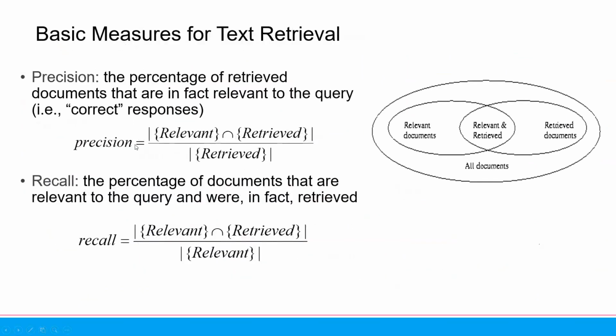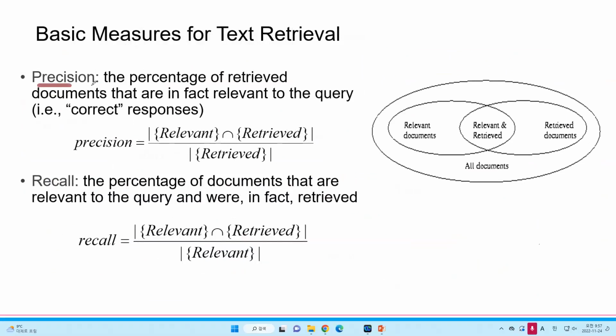We call these the basic methods for text retrieval. We have precision and we have recall. Precision means the percentage of retrieved documents that are in fact relevant to the query.